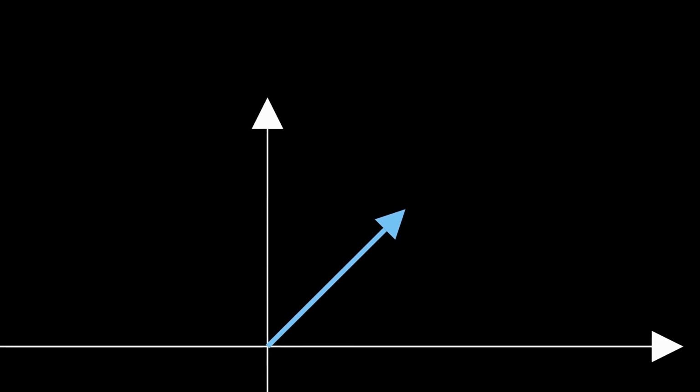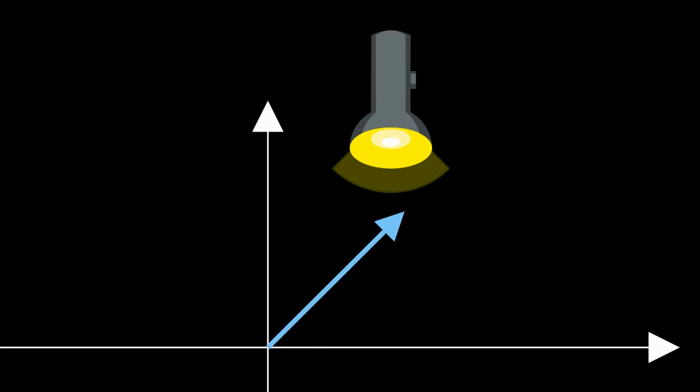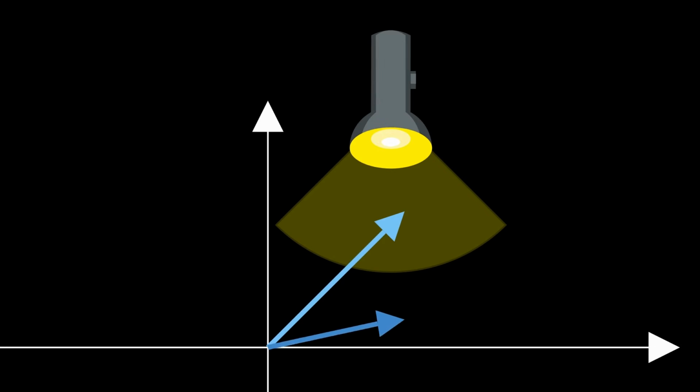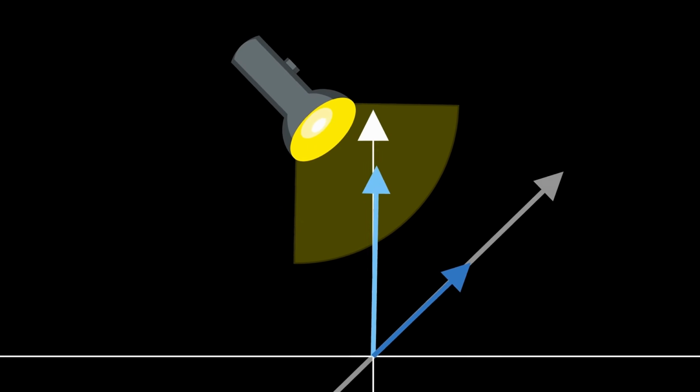Projection is sort of like taking a vector and then shining a light on it, and then seeing where its shadow lands on some space of interest. We might be interested in projecting on the coordinate axes, like in this example, but we could also project onto some other line, like this.